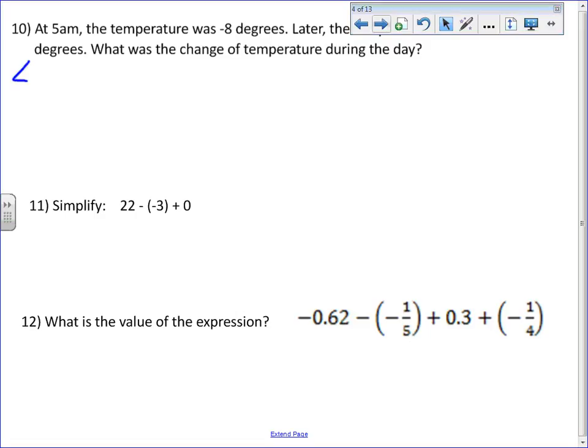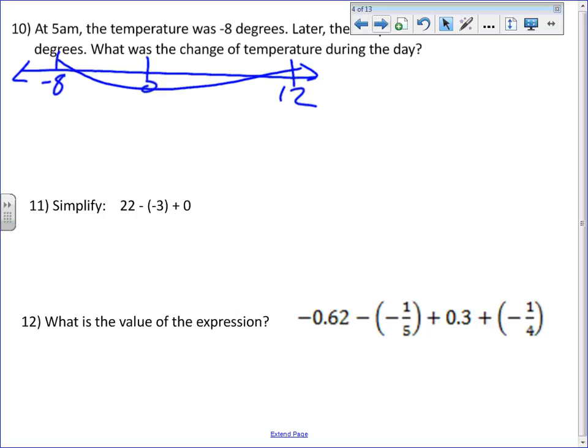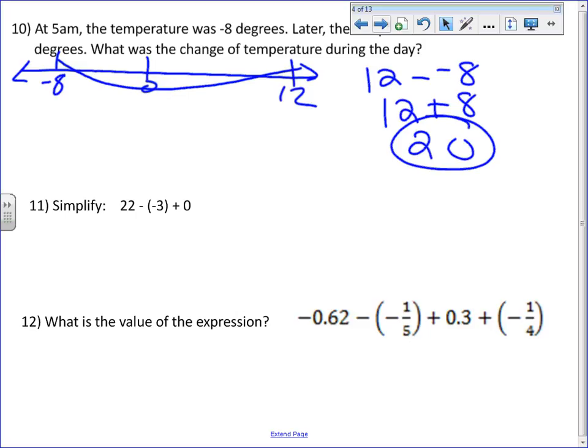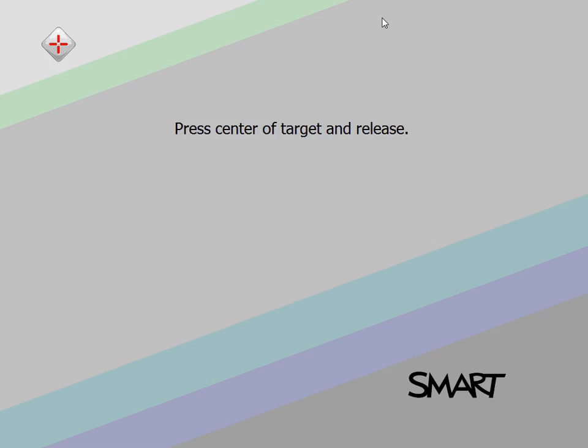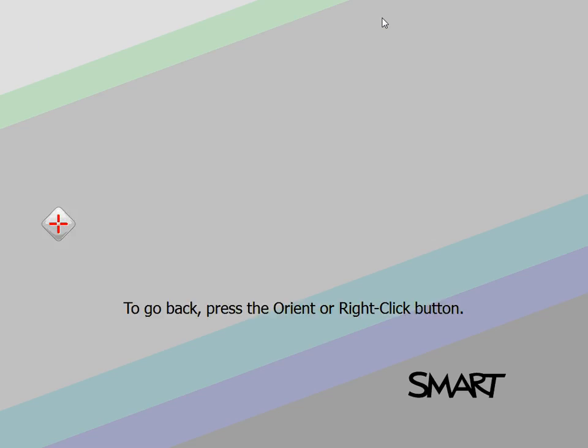So if you want to think about the number line, it was negative 8, and then later in the day it was 12, so what does that change? So you have to figure out the distance from here to here. Or, if you do 12 minus negative 8, you change 12 plus 8, which is 20, so a change of 20 degrees. I think drawing those number lines helps.